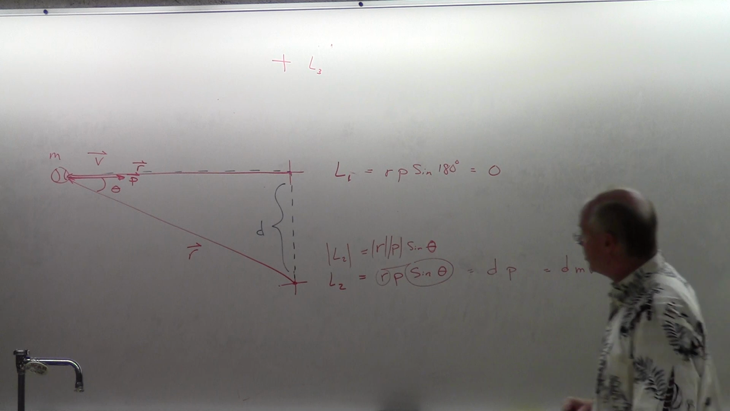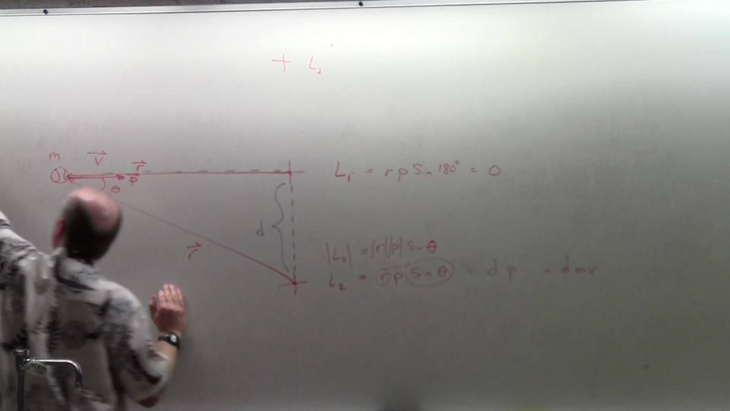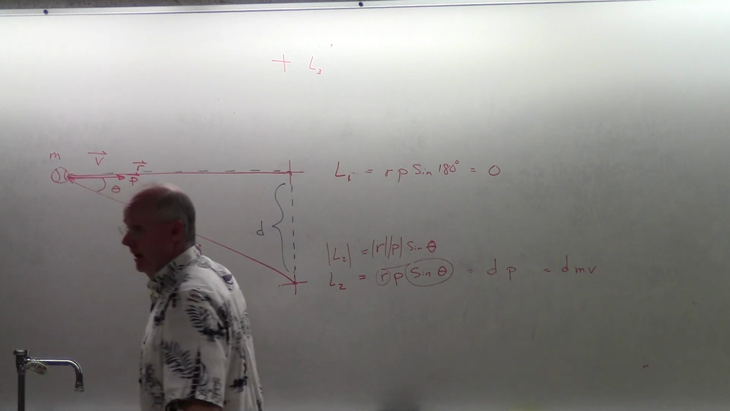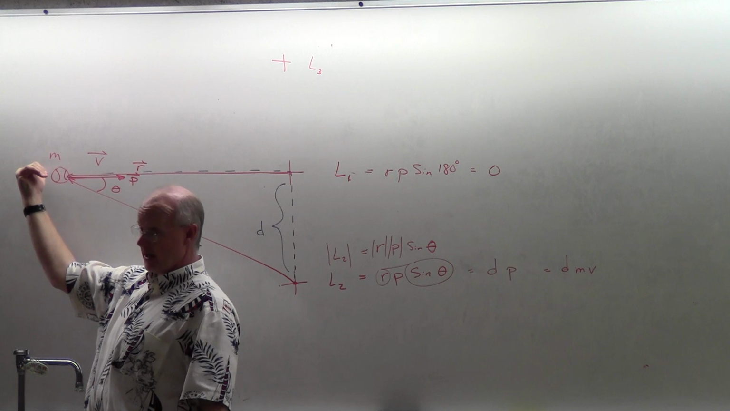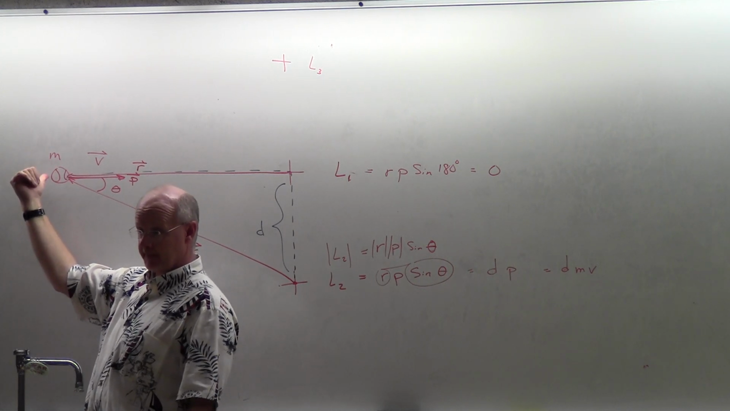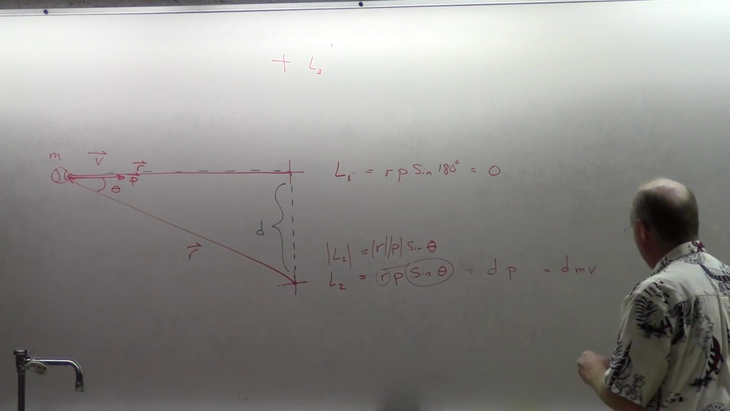That's our right-hand rule. So which way is R? R's up like this. Which way is P? P is this way. Take my right hand then, put my fingers in the direction of the R so that I can close my hand towards the P. So which way is the angular momentum? Into the board, negative k.